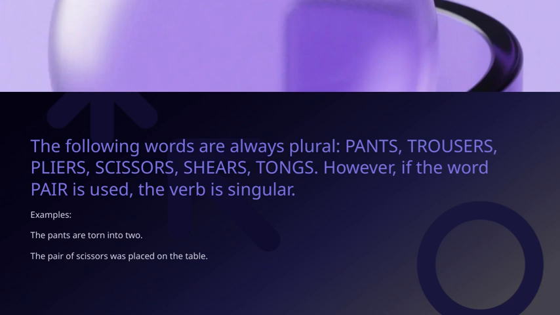Second, look at the second sentence. The pants are torn into 2. In this case, pants is naturally plural, so we use the plural verb are. This highlights how some words, like pants or scissors, are always plural unless preceded by pair, which then makes the whole phrase singular. Understanding this distinction is crucial because it helps us use the correct grammar, especially when describing objects that come in pairs. This connects to the overall theme of proper language use and clarity in communication.